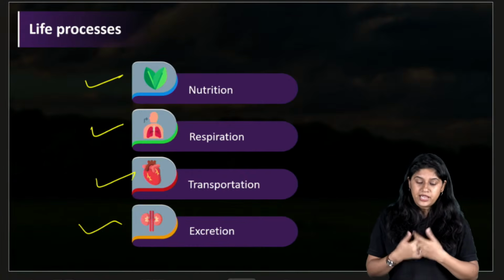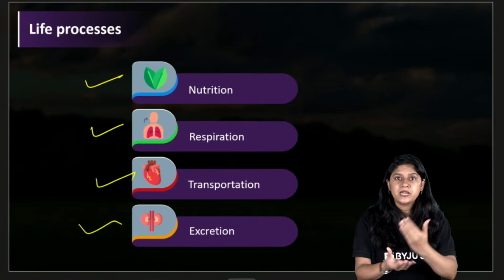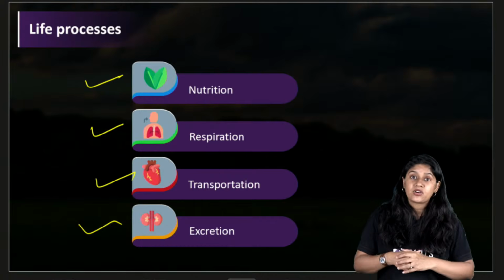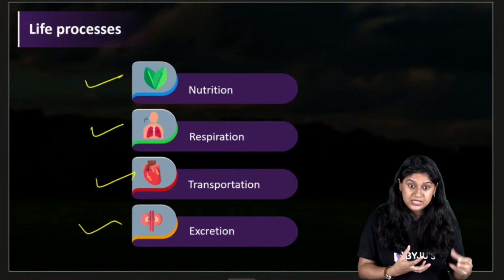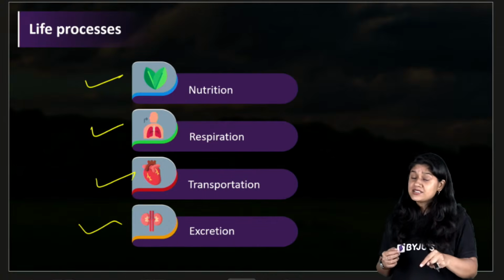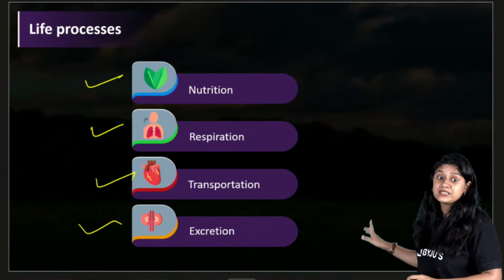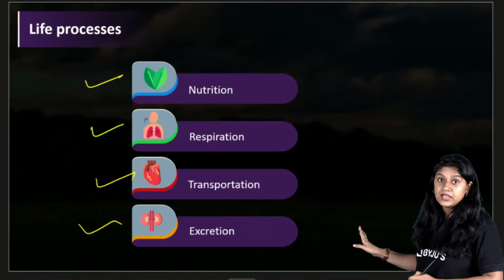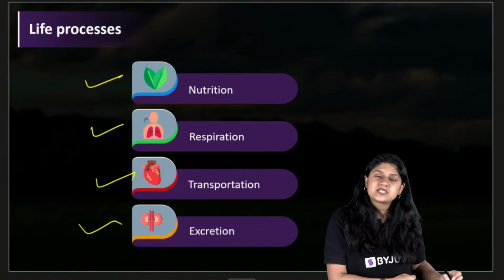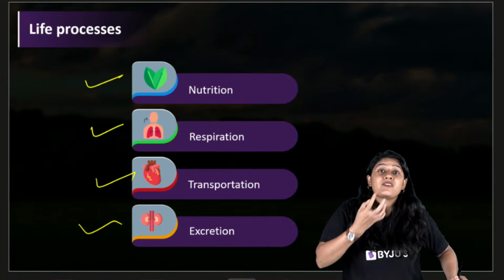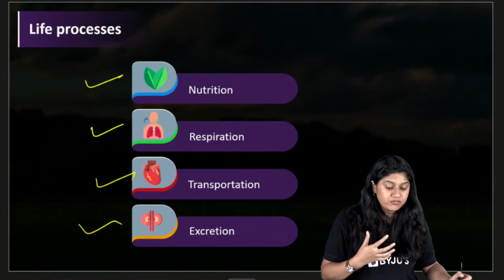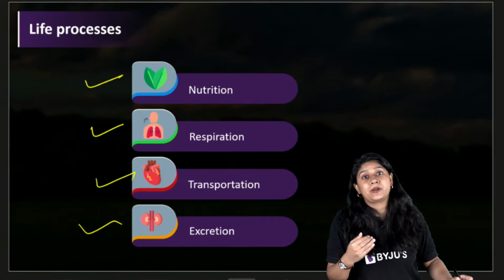Just in case the next generation has not been produced, the organism will not die. Clear? So that is the reason reproduction is not amongst these. Clear? Everyone, are we clear? All of these processes are important for the survival of the individual. If I have to survive, these processes have to happen in the body.